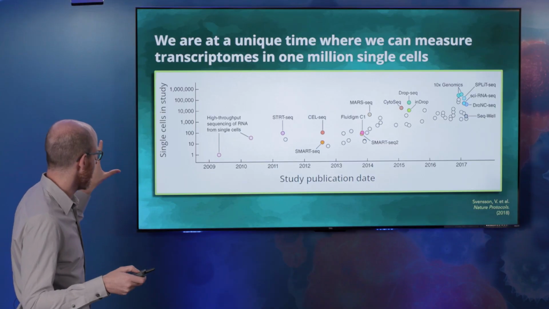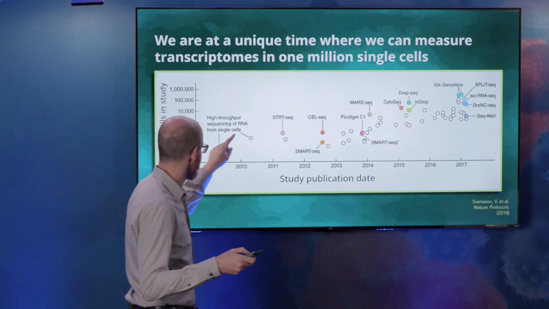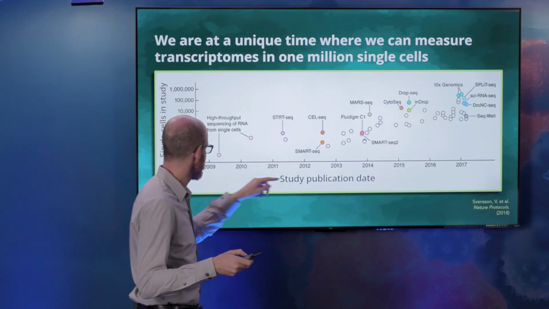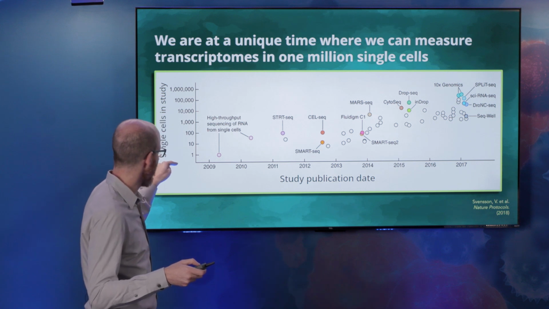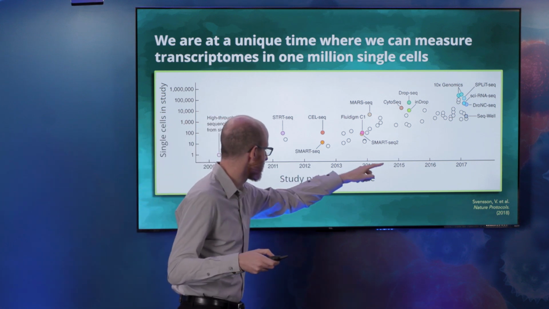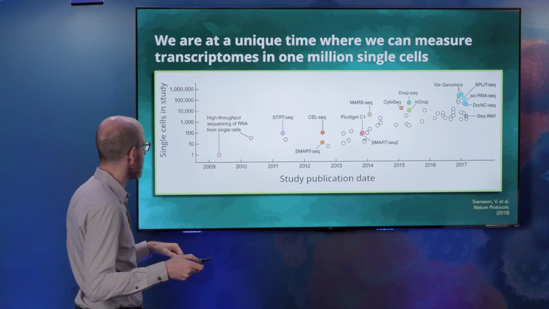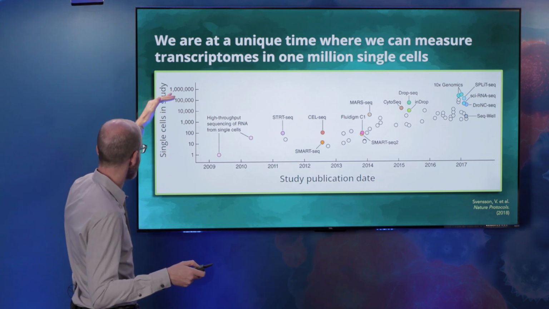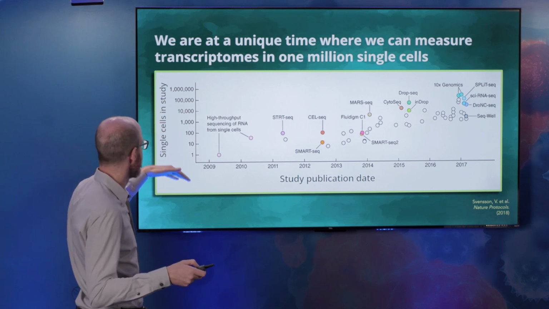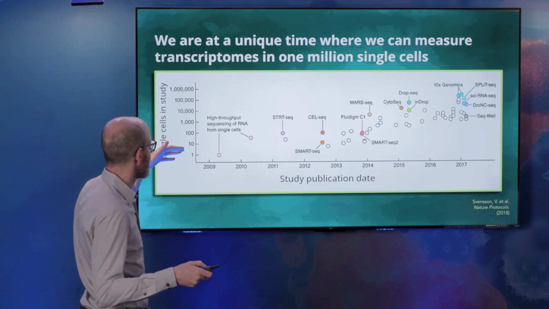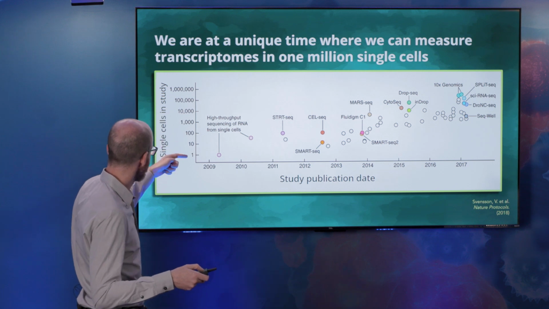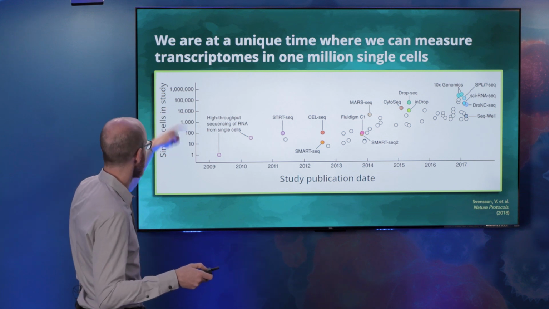So what we're looking at here are different single-cell RNA sequencing profiling technologies. On the x-axis are the dates in which the studies were published and the technologies were first demonstrated. And on the y-axis are the number of cells that were profiled by that technology. And what you'll notice is that the y-axis is on the log scale.